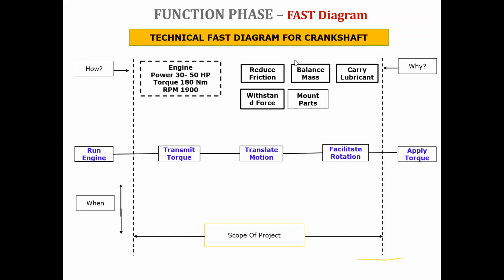Yesterday we saw some of the FAST diagram of the crankshaft. The basic function is to transmit torque. Why do you need to transmit torque? Either to enhance performance or to run the engine. How to transmit torque? By translating the motion, by rotation and applying torque. The all-the-time functions indicate reducing friction, balancing mass, carrying the lubricant, mounting the parts, and withstanding force. Our scope of project is between the left scope line and the right scope line.